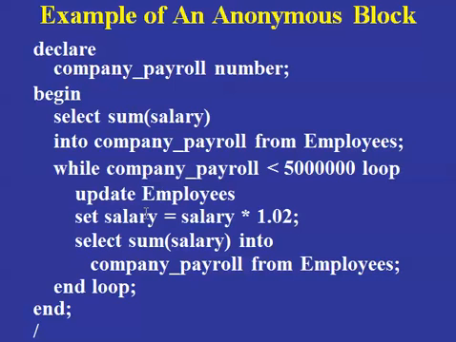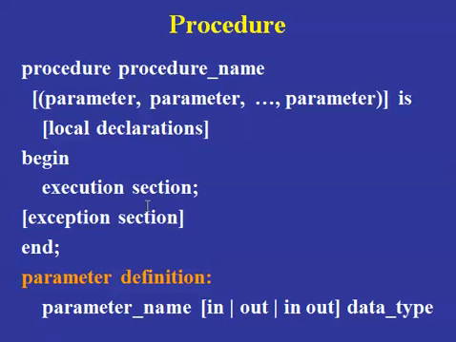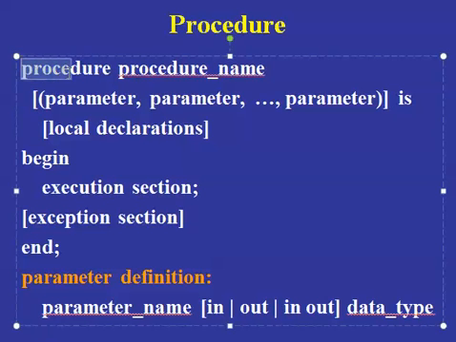So I have a name, we execute it, and it's just a program. Now let's see what happened with the procedure. So the procedure, this is the format. We give it a name, we have parameters, we have the local declarations, and then we have the other three sections that we have.